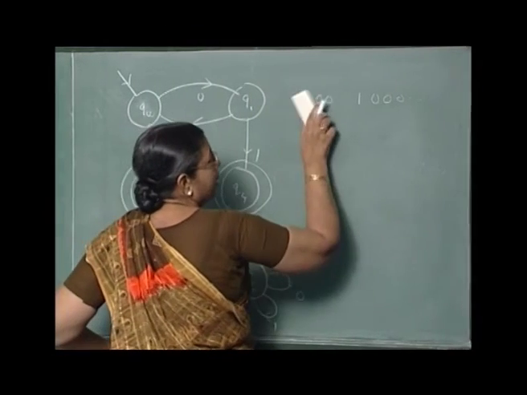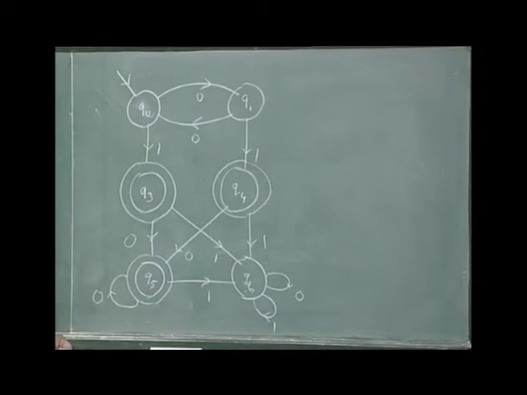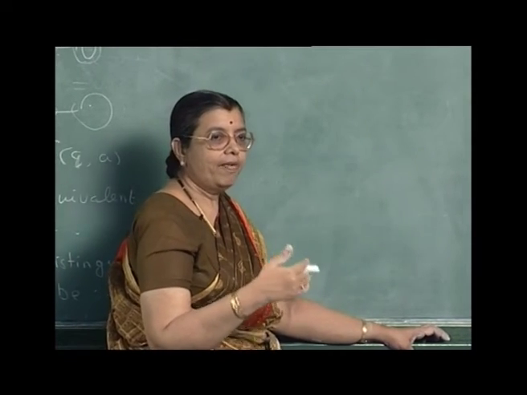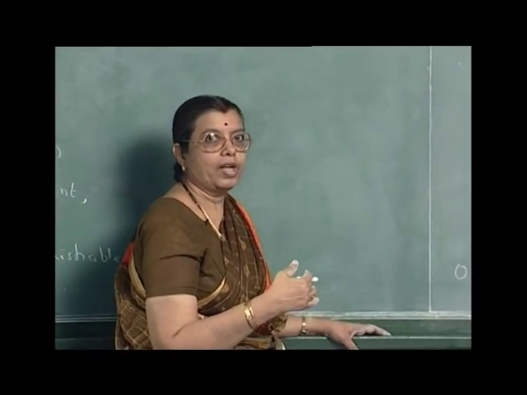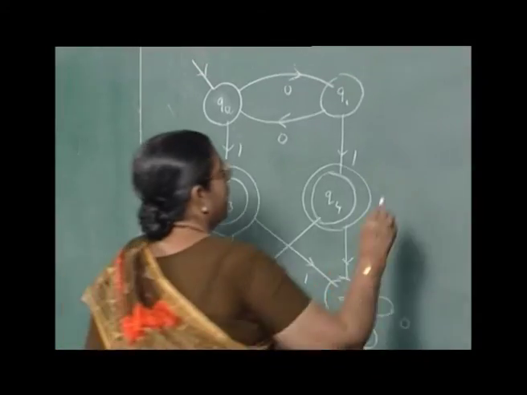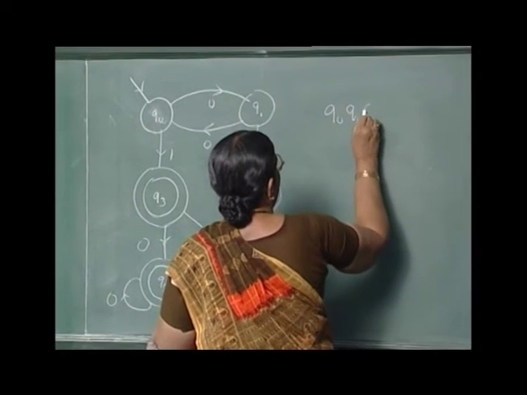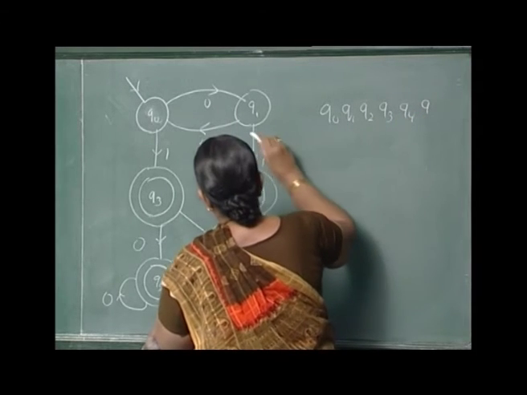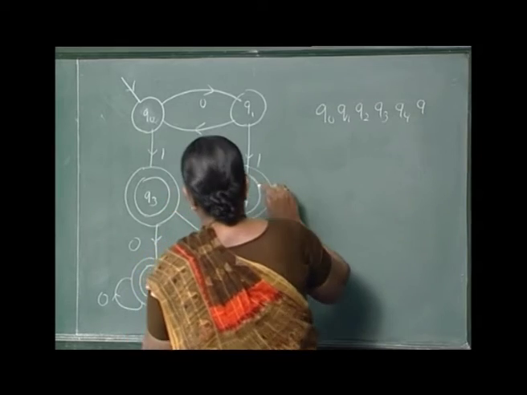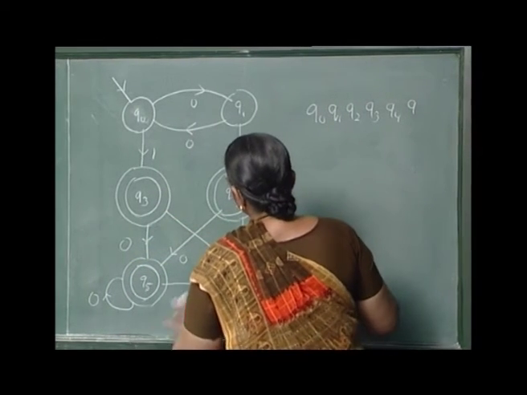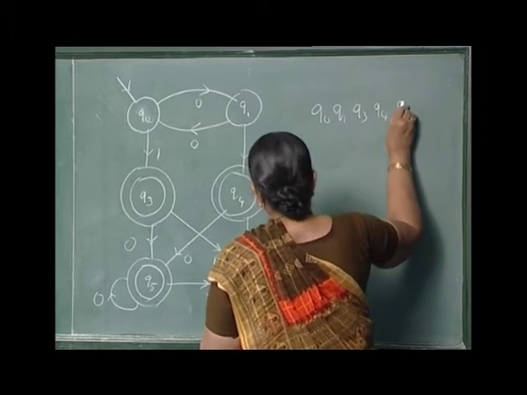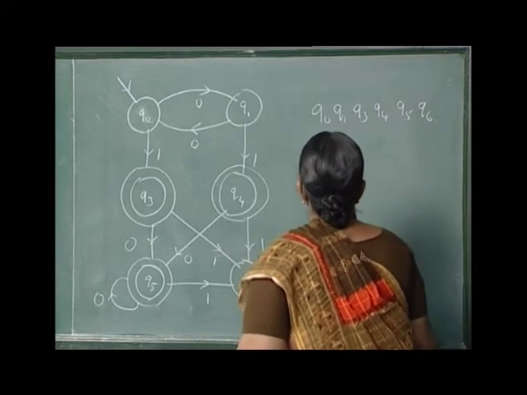Now, this is not the minimum state automaton. How will you find the minimum state automaton? To find the minimum state automaton, you have to take all states, try to partition them further and further until we are able to get no more partition. For example, take all of them in one partition: Q0, Q1, Q3, Q4, Q5, Q6, take all of them.